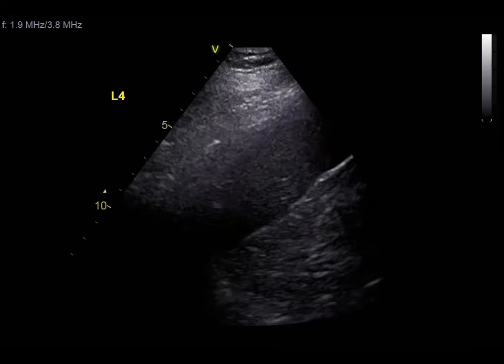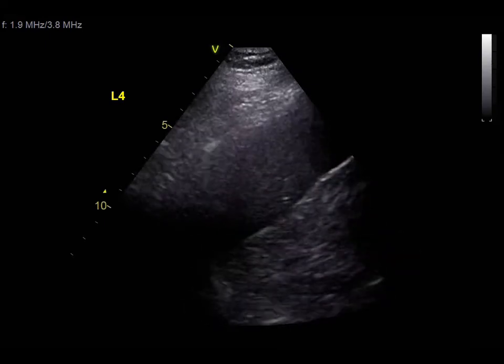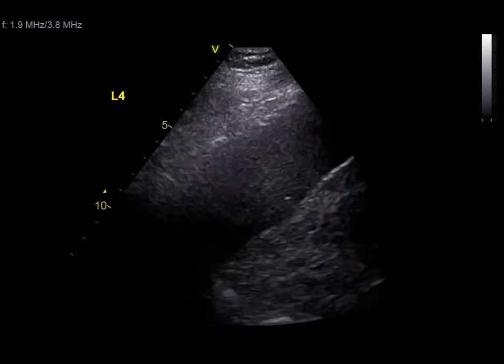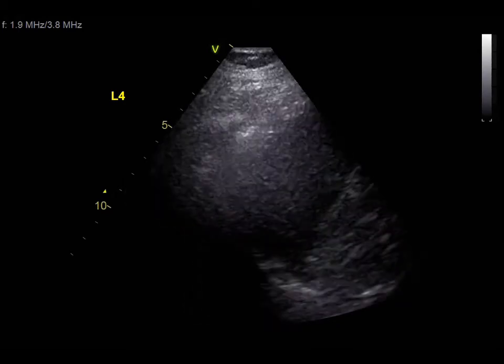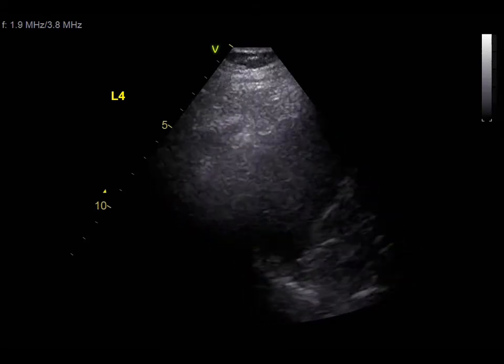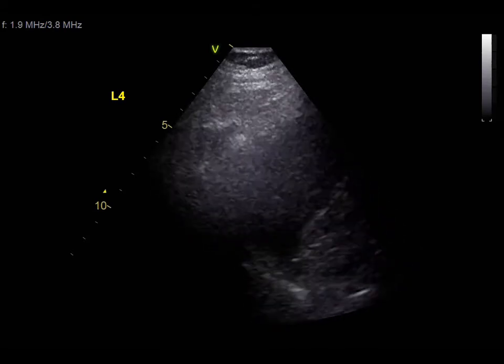And then if you go down to L4, this one's not as bad, so the B lines here are not as pronounced. Same here. See the diaphragm and the spleen. So this base looked a bit better than the right hand side.